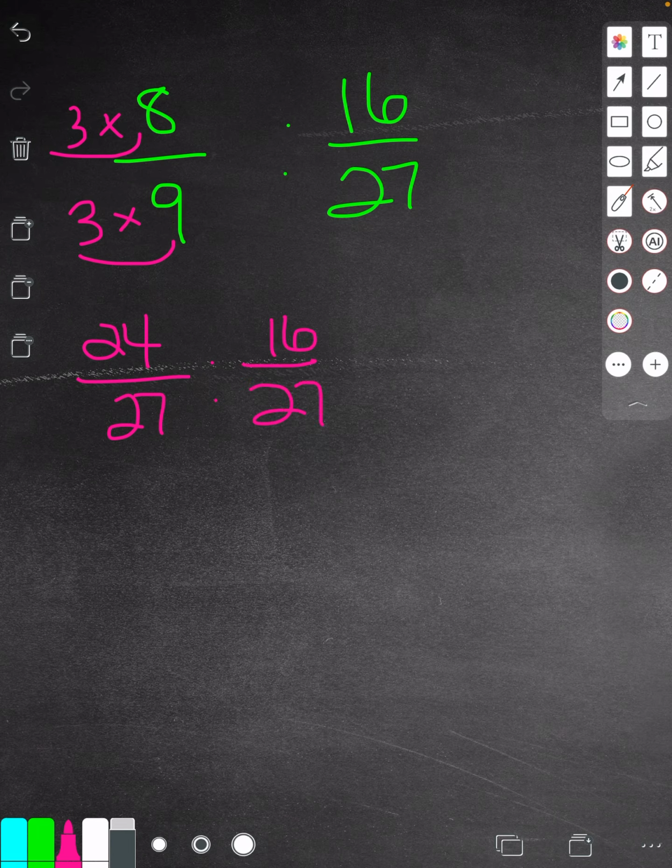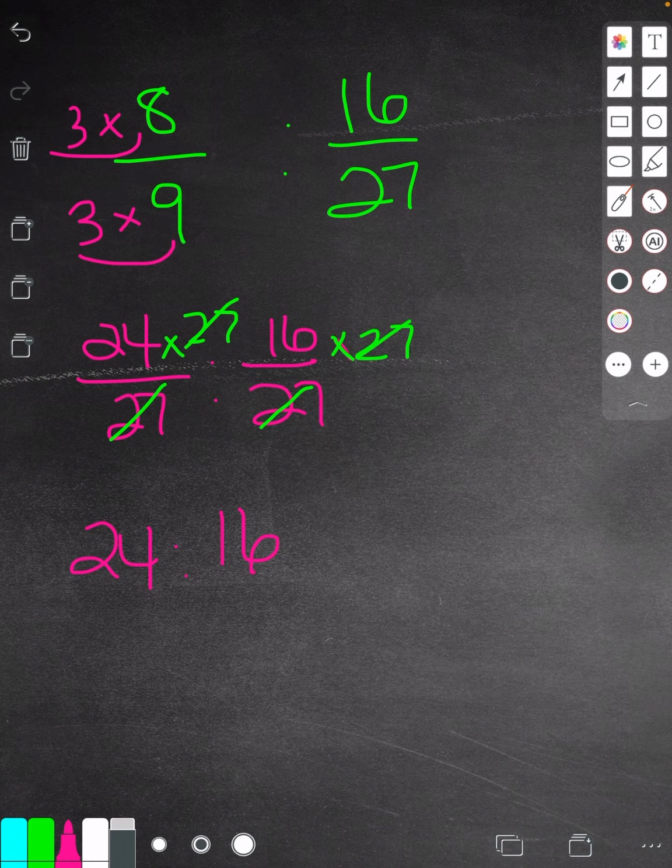16 over 27. Now remember, we are going to try to get rid of that denominator. So we're going to multiply the numerators of both sides by the denominator. We're multiplying by 27. What are you left with? You are left with 24 on the left, and you are left with 16 on the right.